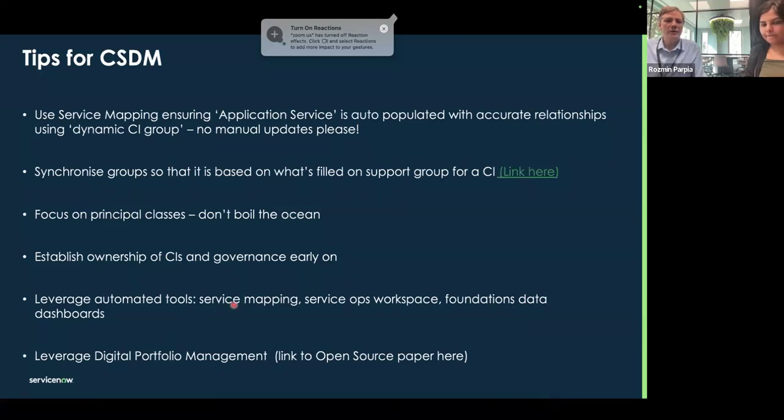Leverage automated tools, service mapping, the Service Ops workspace, and the foundational data dashboards, which are the ones that we ship. We have two. One's called Data Foundations Dashboard. The other one's CMDB Health Dashboards. Those are available, and I've got videos on how to use those in my list.